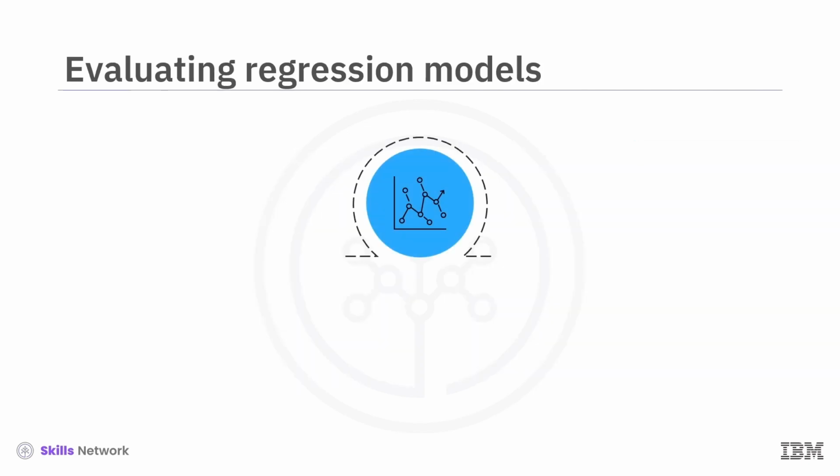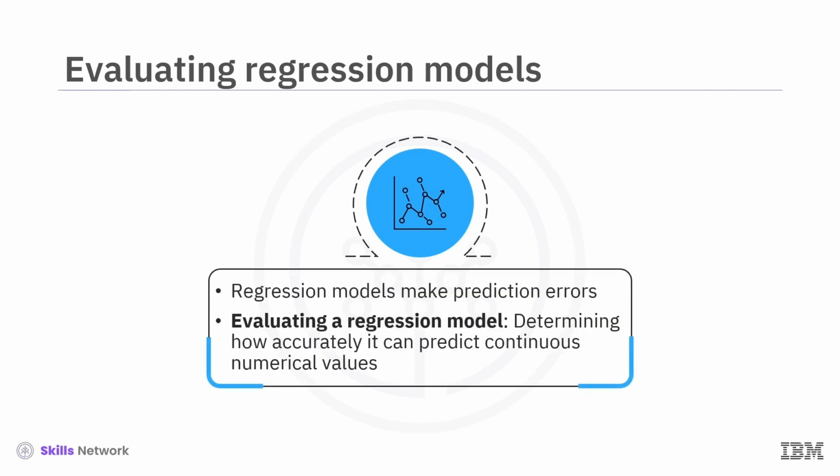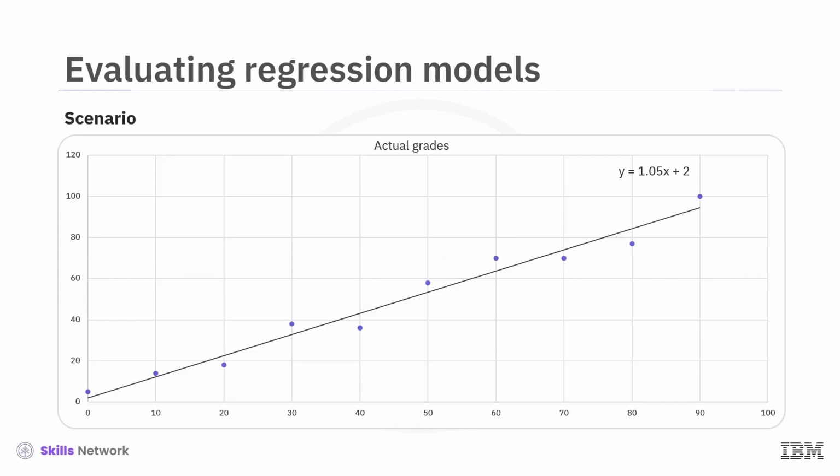Did you know that regression models are not foolproof? They often make prediction errors. Evaluating a regression model involves determining how accurately the model can predict continuous numerical values, such as exam grades. Consider a scenario where you want to predict your grades for your final exam after receiving your midterm scores. You have fit your regression line. The blue dots are the grades you've received. The differences between the line and the blue dots are called errors, the predicted values minus the actual values.